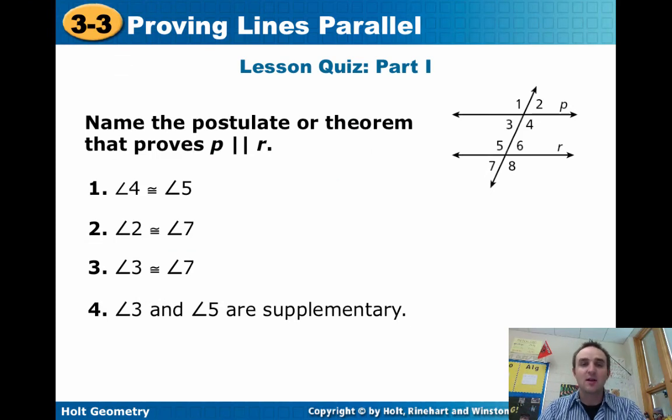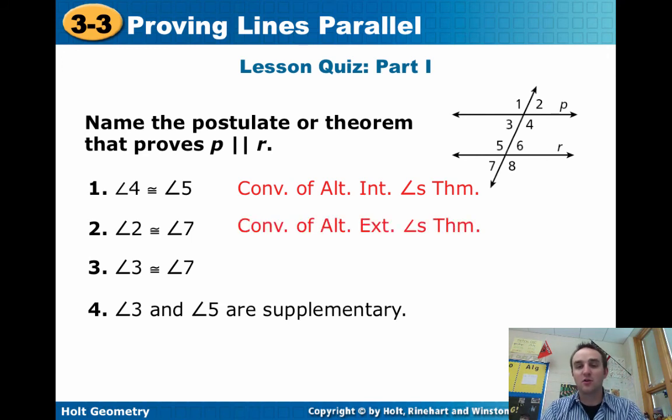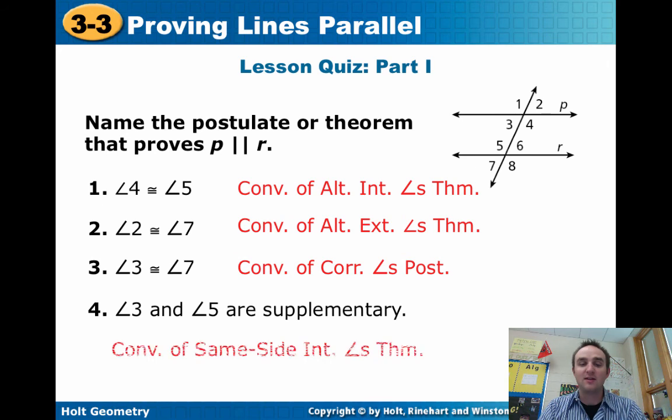Okay, here's your lesson quiz. Pause it, try it out, see what you can do. Okay, let's take a look. 4 and 5. Converse of alternate interior. Remember, we're proving lines parallel, so it has to be the converse. 2 and 7, those are alternate exterior, so converse of alternate exterior. 3 and 7 are corresponding, so converse of corresponding angles postulate. 3 and 5 are supplementary, that is the converse of same side interior.